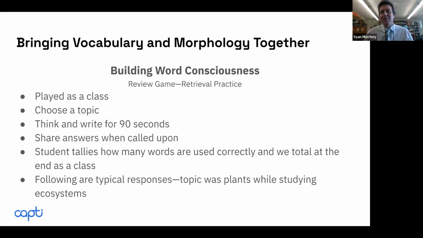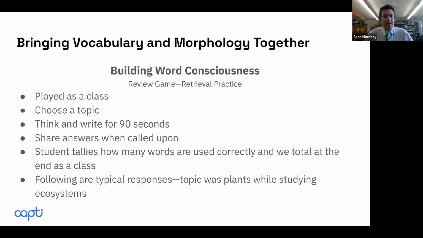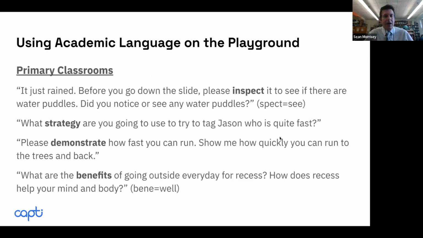So the kids are using those words, trying to game the system in the game, but it's kind of fun because they're using those words appropriately, and that's what we want. So I'll give you some typical responses here, and these are fifth graders. For the responses for topics with plants while studying ecosystems, I think they have some responses on the next slide, right? Okay.